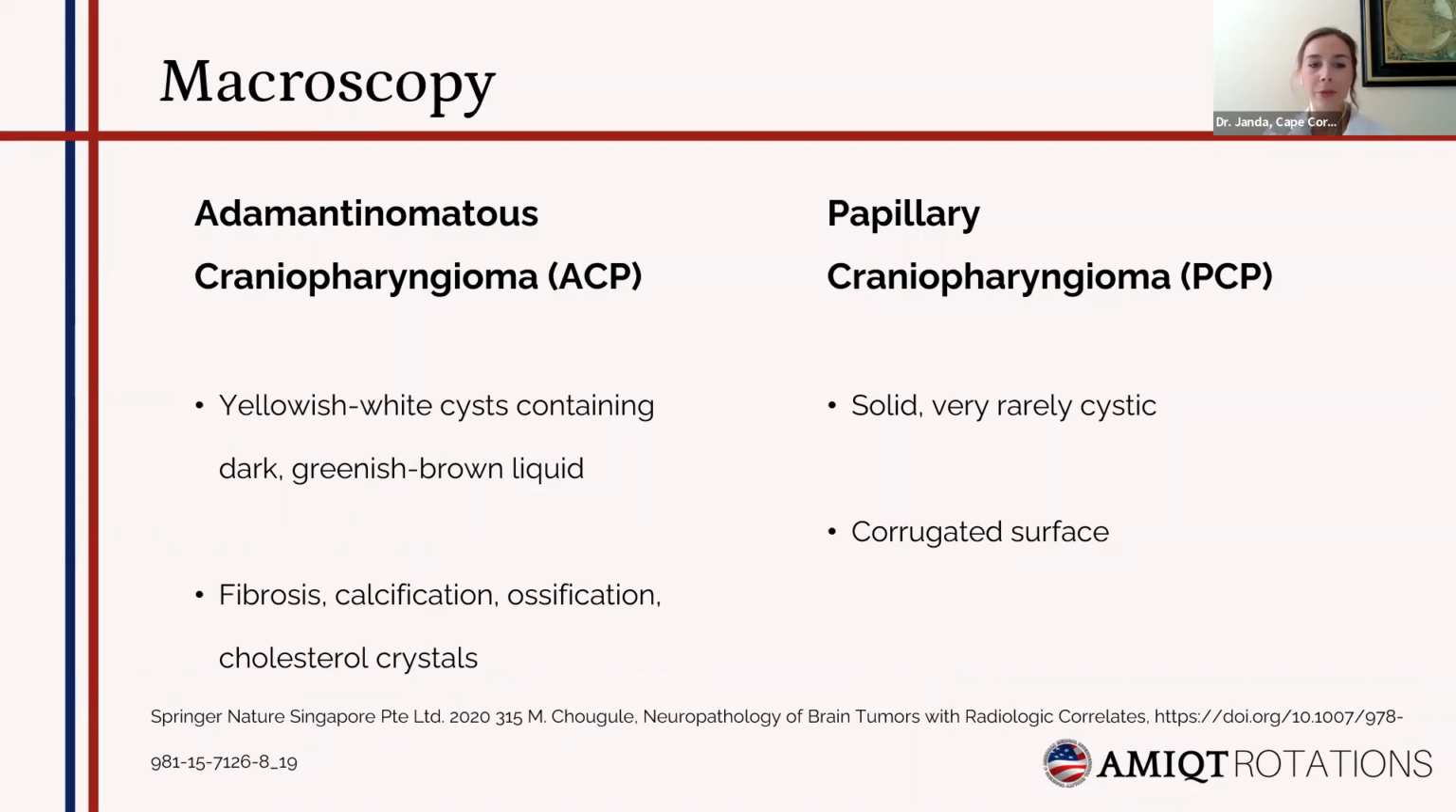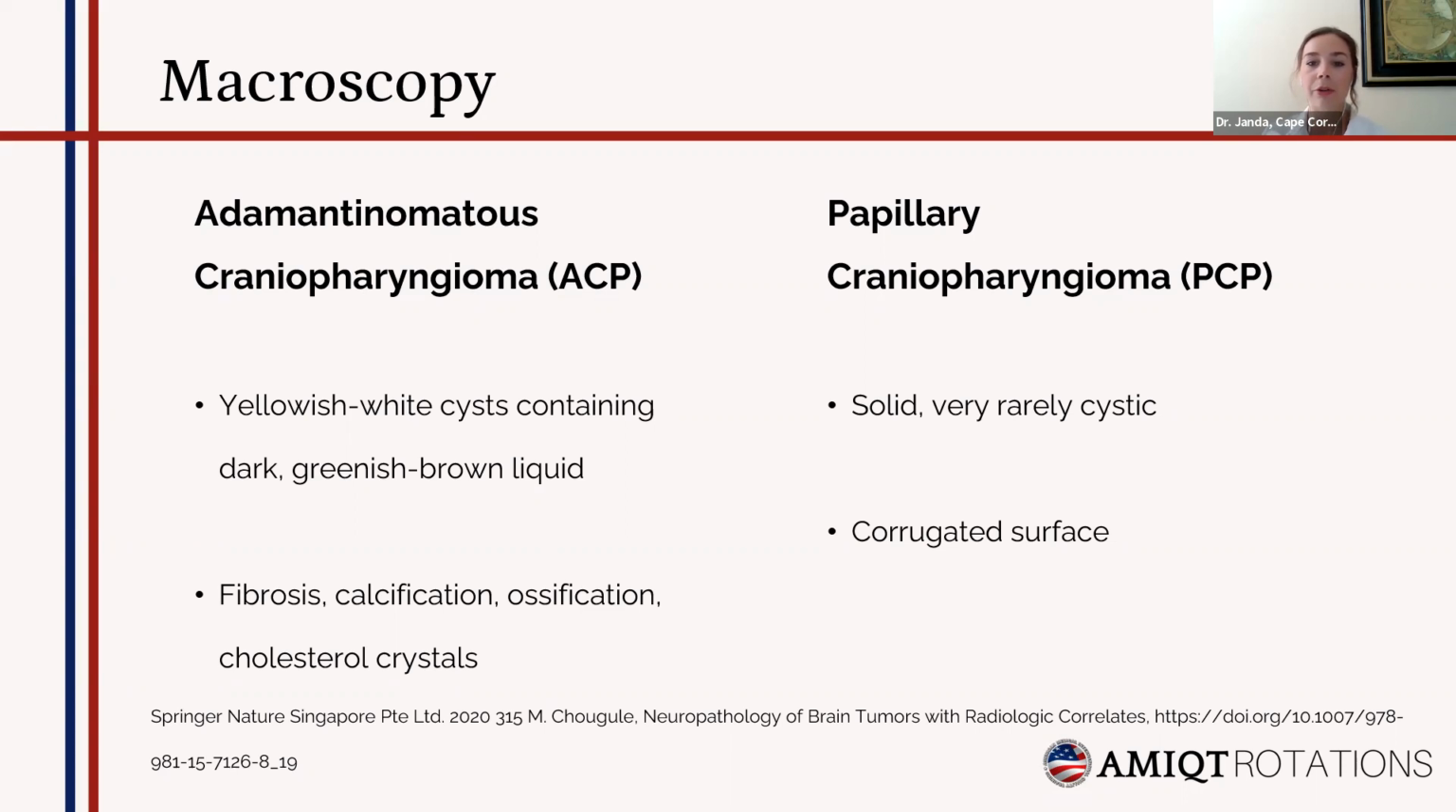Okay, coming up to the neuropathology part of the presentation, I first want to discuss the differing macroscopic appearance of the two variants. As mentioned before, the ACP is a lobulated solid mass with cystic components. Those cysts are yellow to white, and they contain a very dark greenish-brown fluid, which resembles motor oil and is rich in cholesterol. Secondary changes such as fibrosis, calcification, ossification, and cholesterol crystals are also very commonly seen.